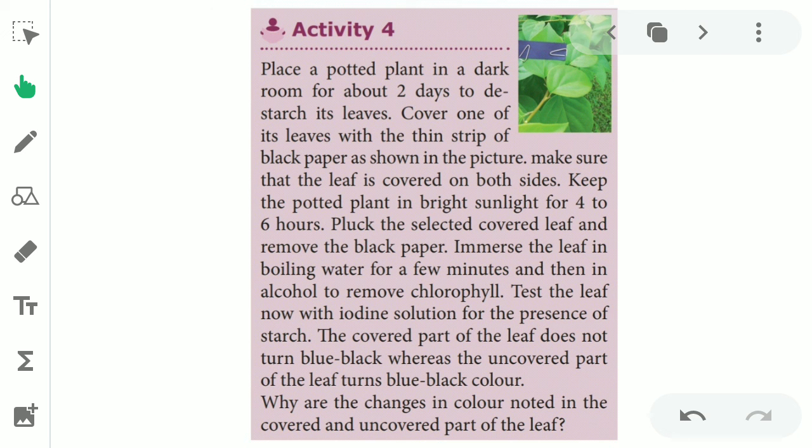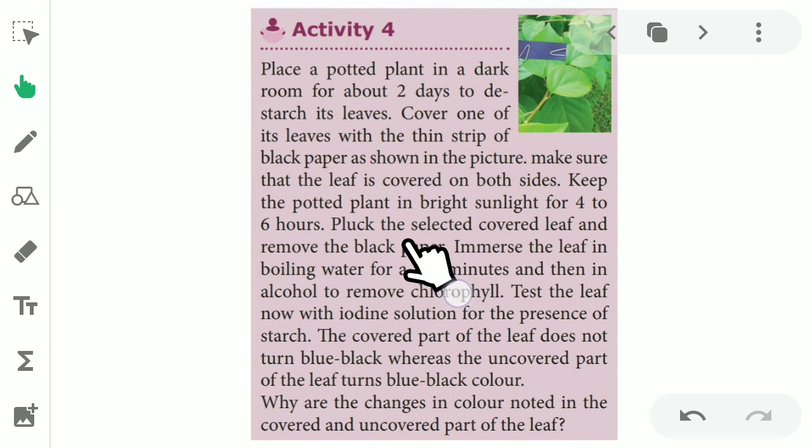Place a potted plant in a dark room for 2 days. This de-starches the leaves. All the leaves are converted to being without starch. They do not have starch. Cover one leaf with a thin strip. You see, a small strip is stuck on the leaf on both sides. Keep the potted plant in bright sunlight for 6 hours.